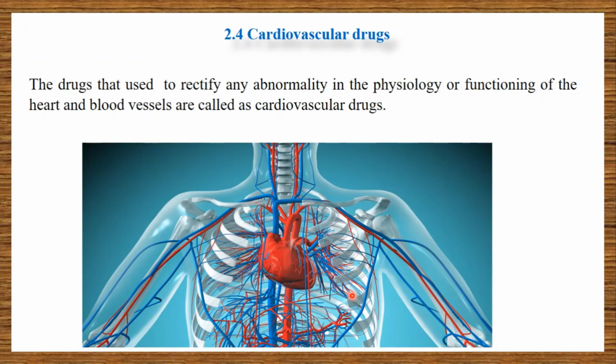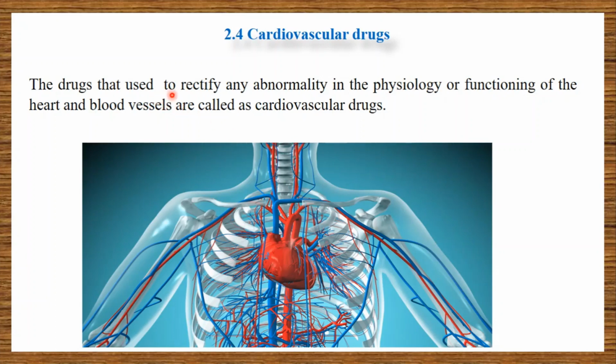The cardiovascular drugs are defined as the drugs which are required to rectify any abnormality in the physiology and functioning of the heart and blood vessels. That drug is called a cardiovascular drug. So cardiovascular agents are the drugs which act directly or indirectly on heart and blood vessels, so as to improve the output of the heart and the distribution of blood to different parts of the circulating system.